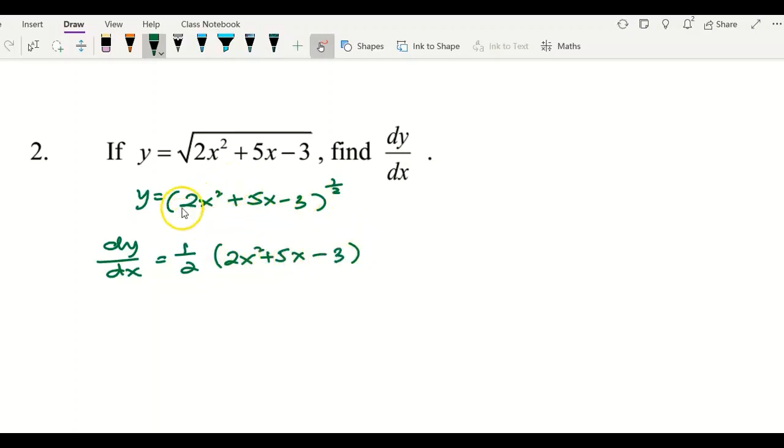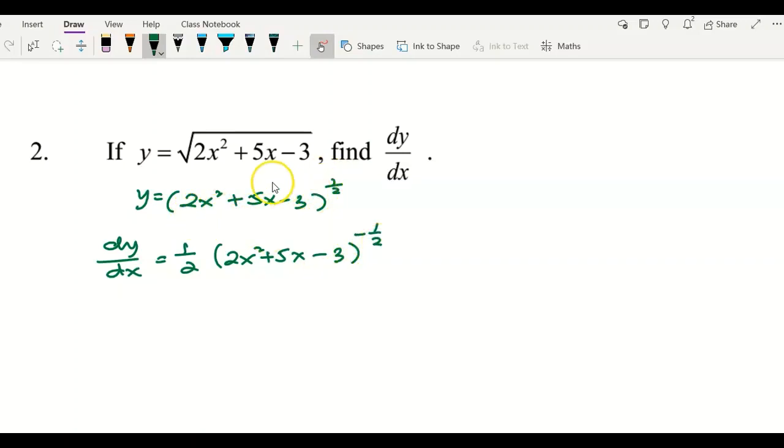Our inner function is 2x squared plus 5x minus 3. And the outer function is something to the power of 1 over 2. So now I'm differentiating the outer function. Differentiating something to the power of 1 over 2, I will bring the 1 over 2 to the front, and then the bracket power is minus 1, so I get negative 1 over 2.